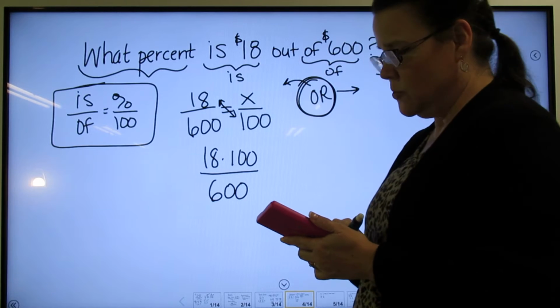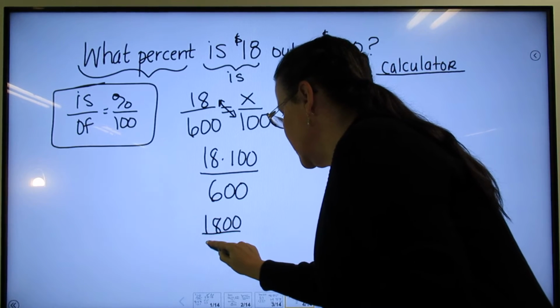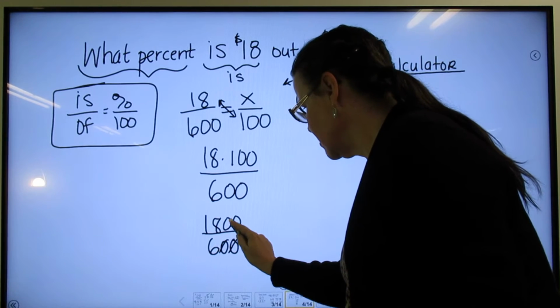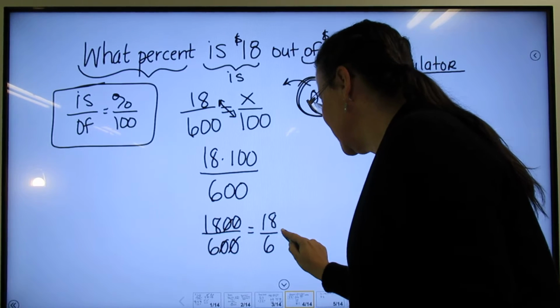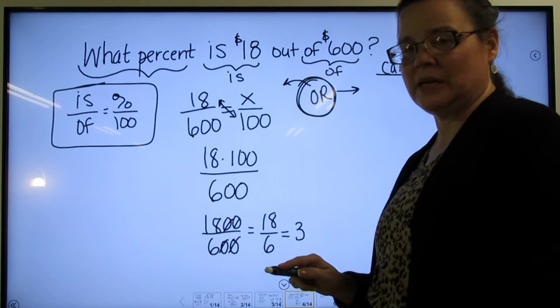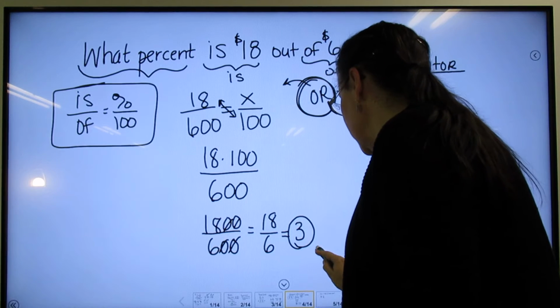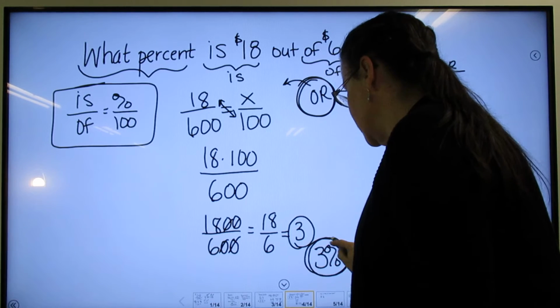And then you would get 1800 over 600. And again, those zeros cancel out one another. So you would just be left with 18 over 6. And 18 divided by 6 is 3. And it's percent that they want, so you're going to write in or look for the answer that has a percent.